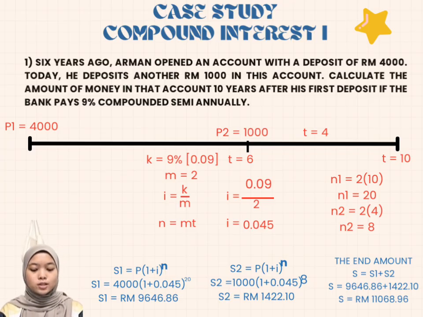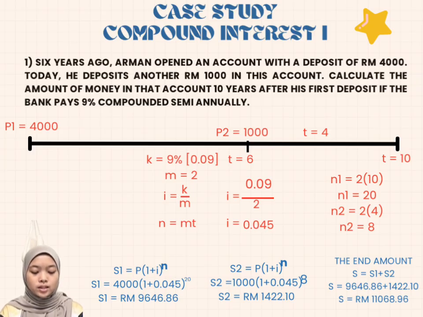Firstly, we search S1. S1 equal P (1 plus I) into power N. S1 equal 4,000 (1 plus 0.045) into power 20. S1 equal 9,646 ringgit and 86 cents. S2 equal P (1 plus I) into power N. S2 equal 1,000 (1 plus 0.045) into power 8.